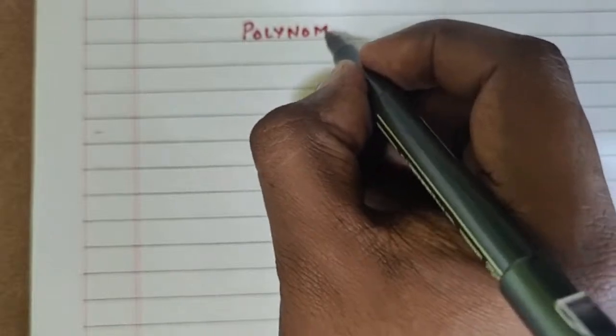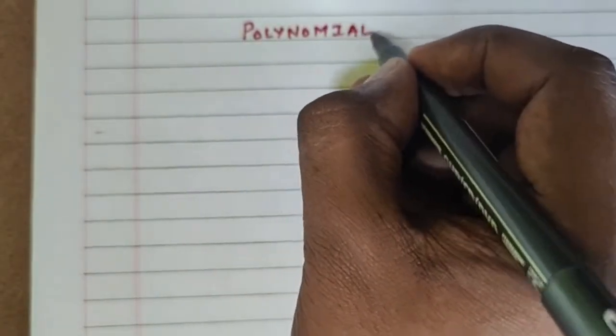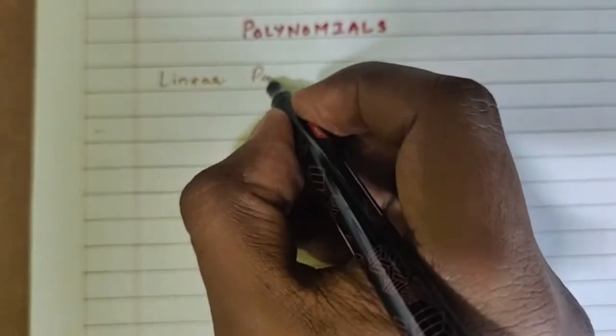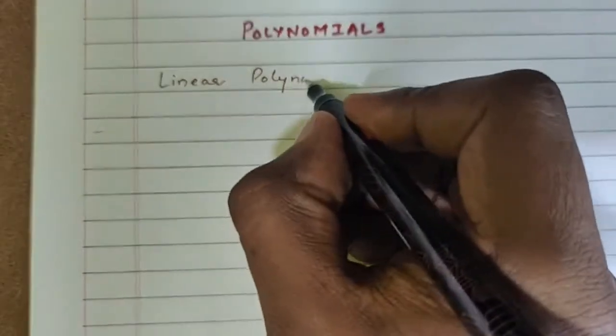So the next chapter that we are going to discuss is polynomials. From polynomials, again a very important chapter, you can easily score around 5 marks. See, the degree of a linear polynomial. Based on the degree, you will have one definite question.